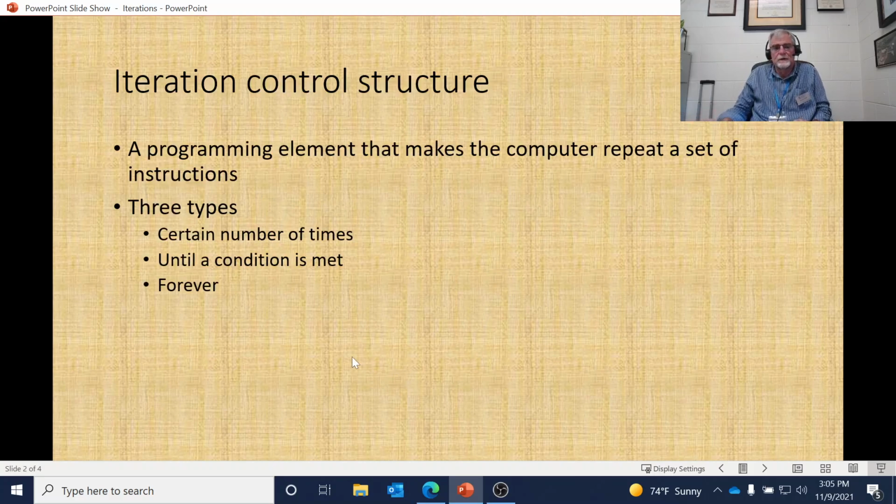So, looping is an iteration control structure. That's what it's strictly speaking known as. That sounds really impressive, but all it is is something that makes the computer do a list of instructions over and over again until something happens. Now, there's three types depending on when it stops. The first type is when you do it a certain number of times. The second type is until some condition is met, and the third type is called a do forever. Now, I'll explain each one of those.